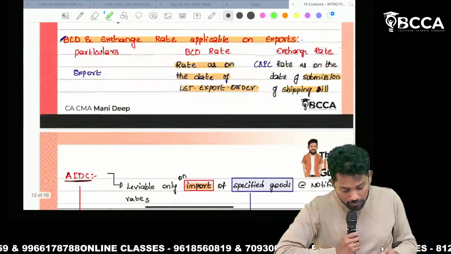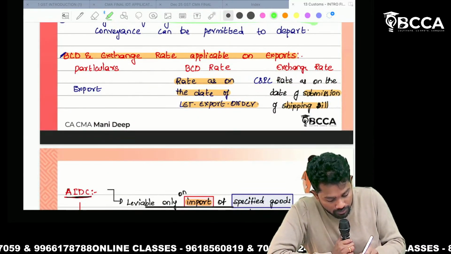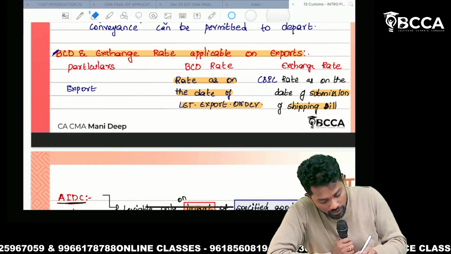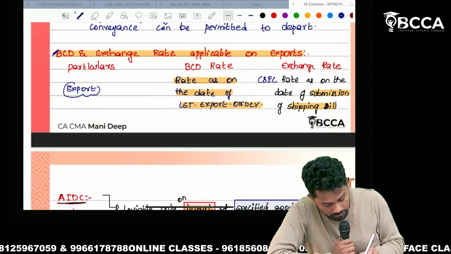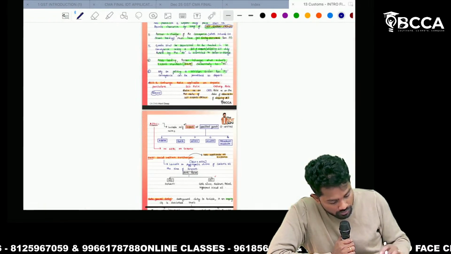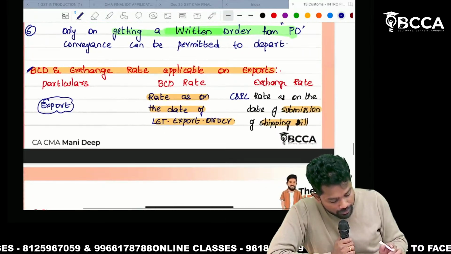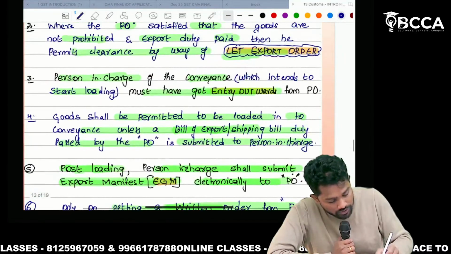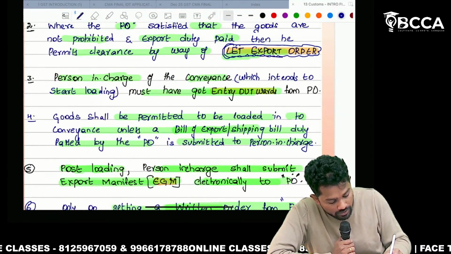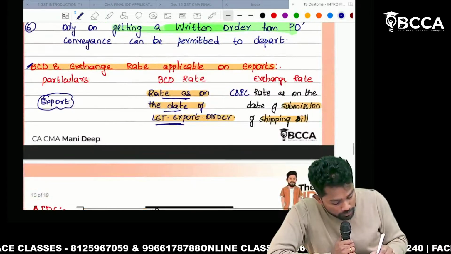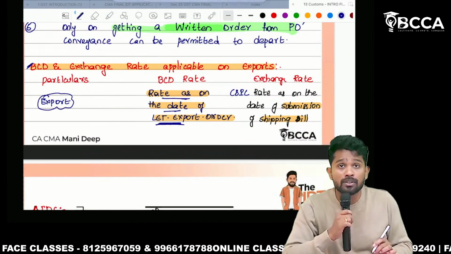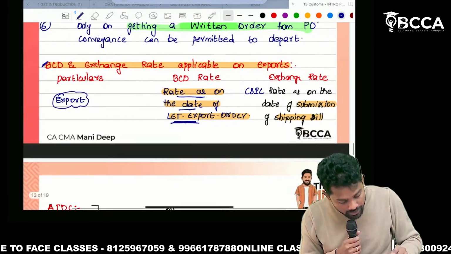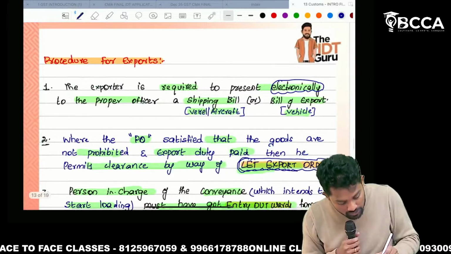Then BCD and exchange rate applicable on exports. On export, the BCD rate applicable is the rate as on the date of the let export order. Here, the let export order is given by the customs officer, right? So whatever BCD rate is applicable on the let export order, that BCD rate has to be taken. Whereas the exchange rate is the rate as on the date of submission of the shipping bill.